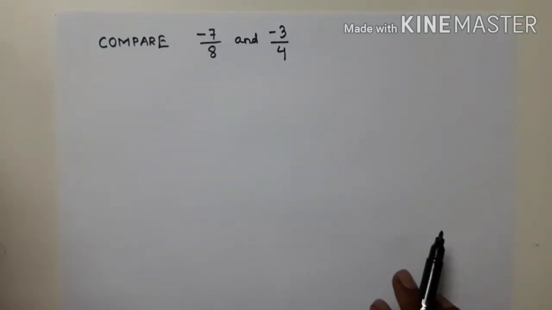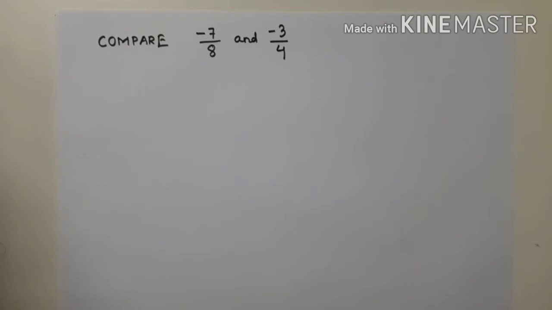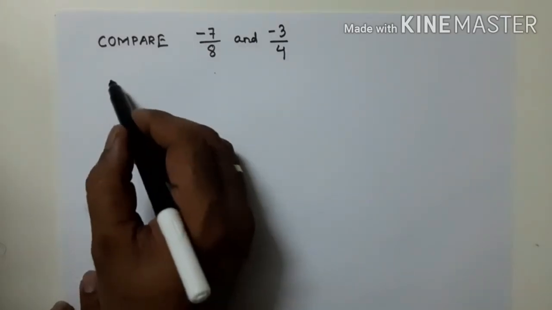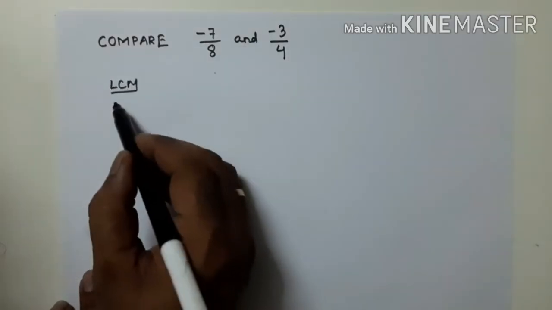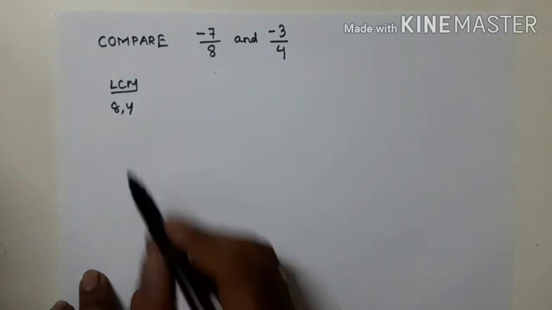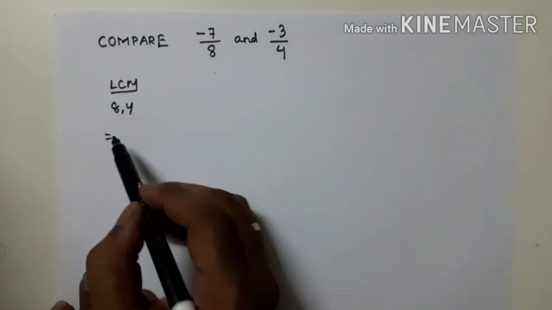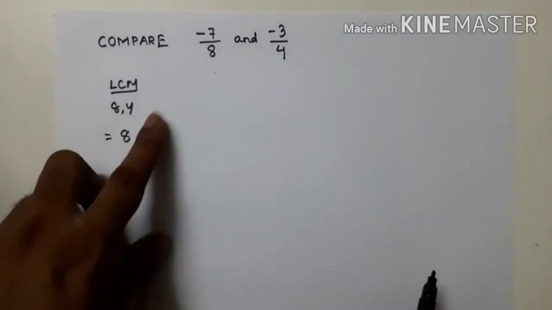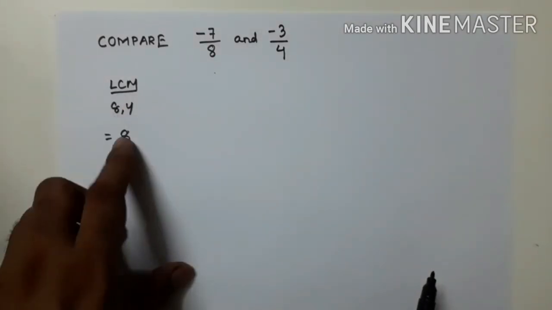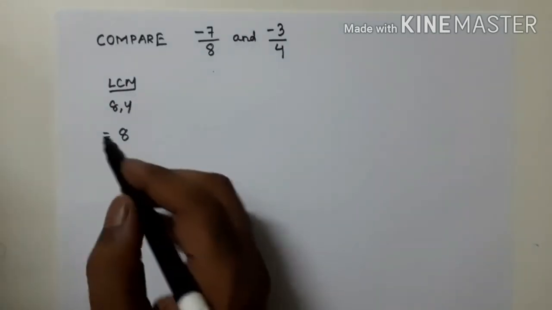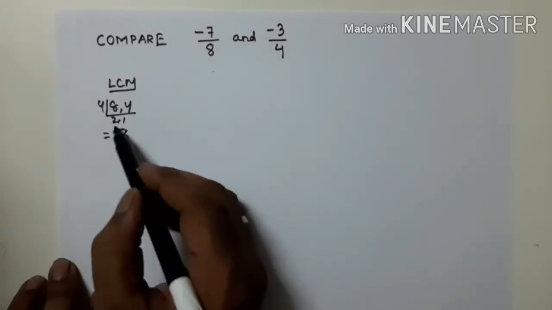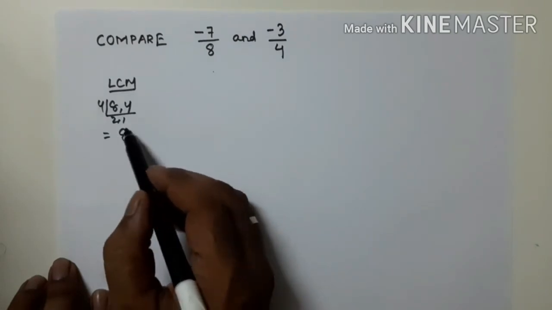After that, we have to go for the denominators. Are the denominators equal or not? Here we can see that the denominators are not equal. So first you have to find the LCM of 8 and 4. So the LCM of 8 and 4 will be 8, because 8 comes in the 8 table and also the 4 table. So 8 ones are 8, 4 twos are 8. So the LCM is 8.